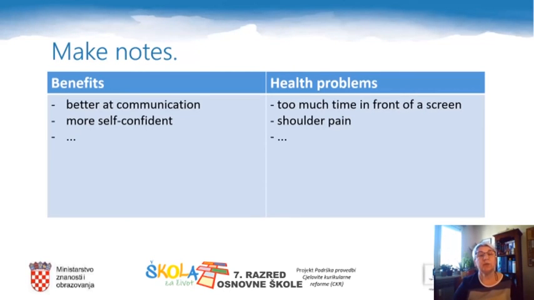Like, for example, when you use technology, you can communicate with more people than in real life, and you can get better at communication. You can communicate with all kinds of people and you become more self-confident. On the other hand, you spend too much time sitting in front of a screen and you feel pain in different parts of your body. You can get addicted too. Complete this list of benefits and health problems.